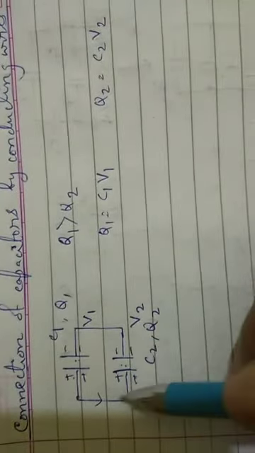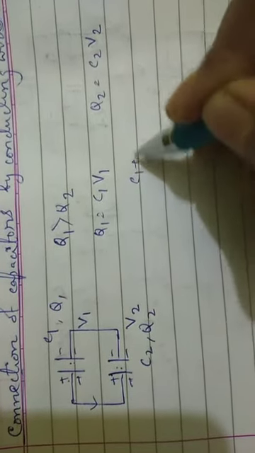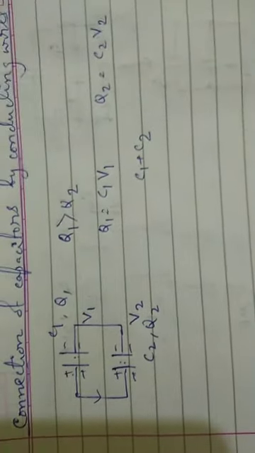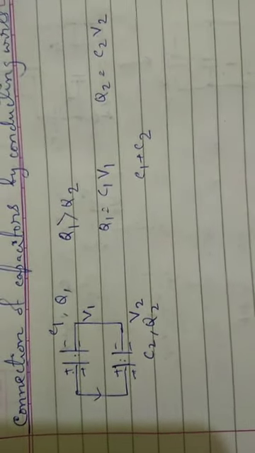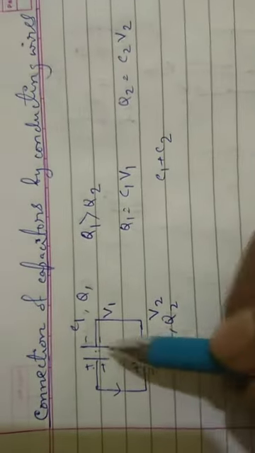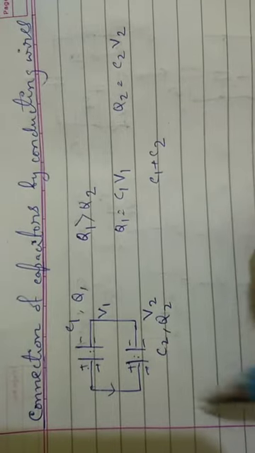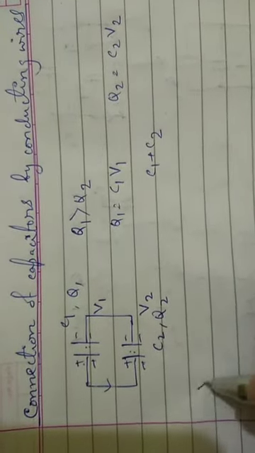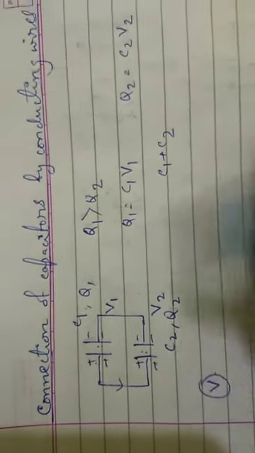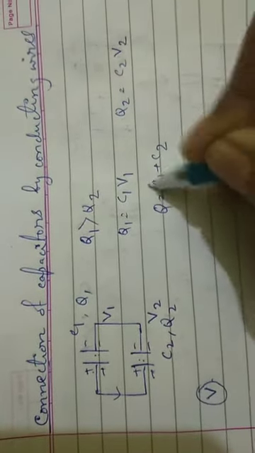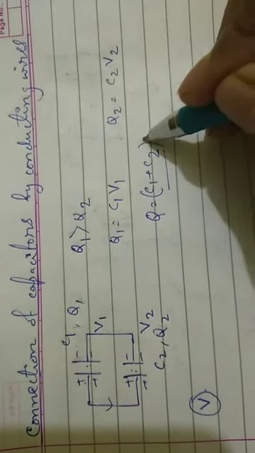Now when they are connected, the total capacitance will be C1 plus C2, and of course there will be no loss of charge, so the total charge will remain constant. So if the common potential after they are connected is V, you can write for the combination, total charge Q equals capacitance of the combination multiplied by the common voltage.